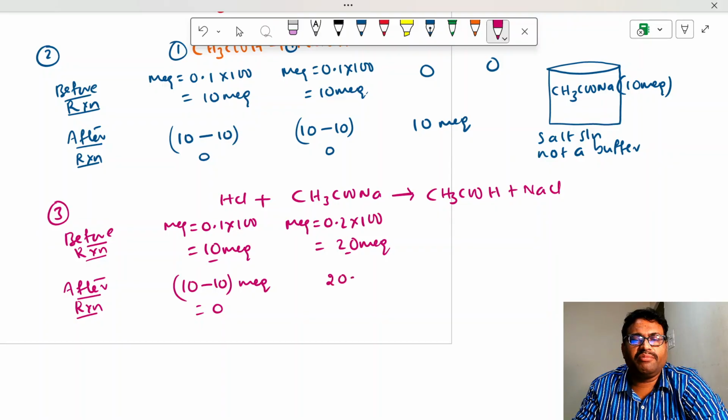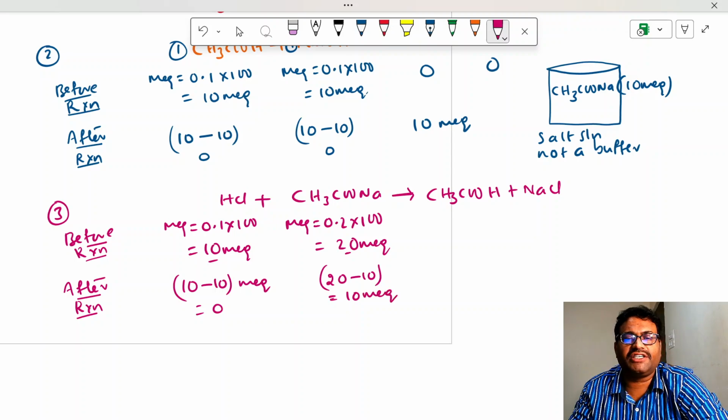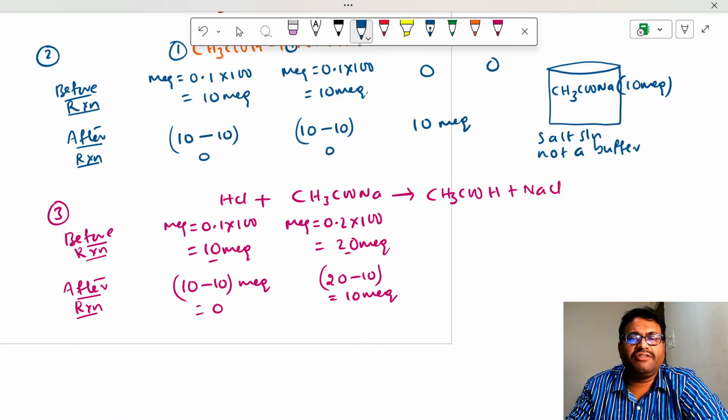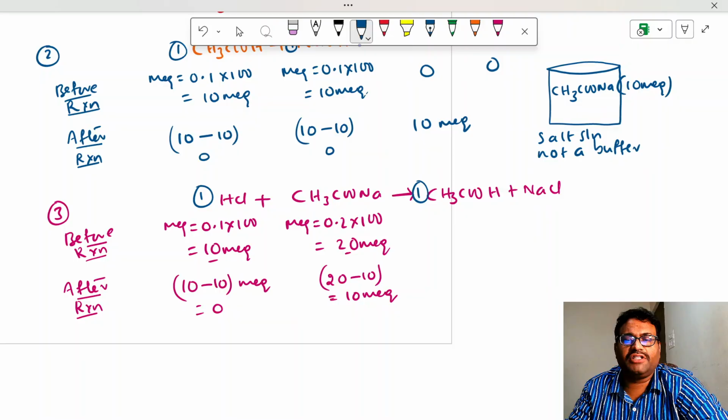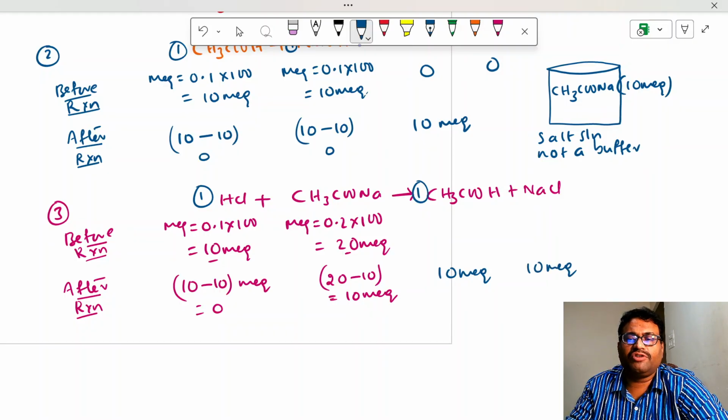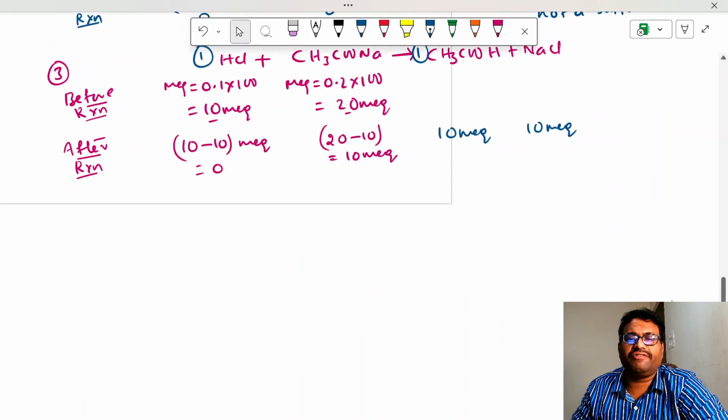Here 20 minus 10 milli equivalents, that is equal to 10 milli equivalents remained unreacted. Then we know that if 1 milli equivalent reacts, 1 milli equivalent is formed, so you get 10 milli equivalents of acetic acid and 10 milli equivalents of NaCl. We are not bothered about this NaCl, we are bothered about this acetic acid. So what remains in the container after reaction?